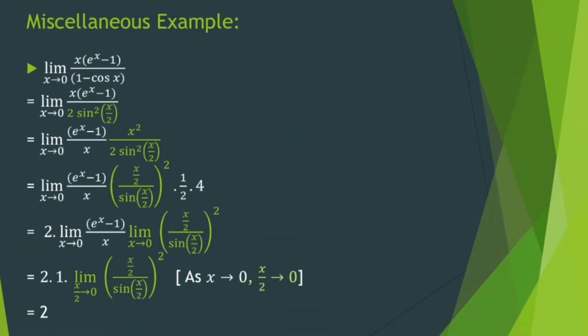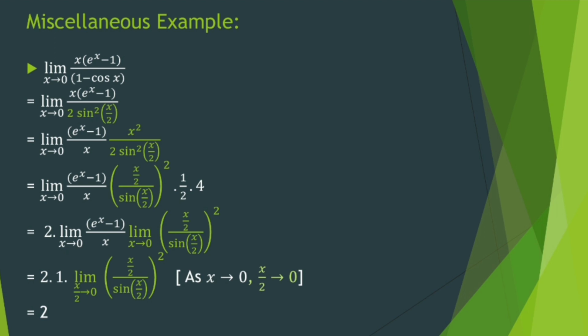Now consider the limits of miscellaneous functions, that is the limits of mixed exponential, polynomial and trigonometric functions. Consider limit x tends to 0 x into (e to the power x minus 1) divided by (1 minus cos x). Now 1 minus cos x can be written as 2 sin square x by 2. Now we have a theorem that (e to the power x minus 1) by x equal to 1. So we write it as limit x tends to 0 (e to the power x minus 1) by x into x square by (2 sin square x by 2). Now it can also be written as limit x tends to 0 (e to the power x minus 1) by x into (x by 2 by sin x by 2) whole square, and for adjustment we multiply it by half and 4.